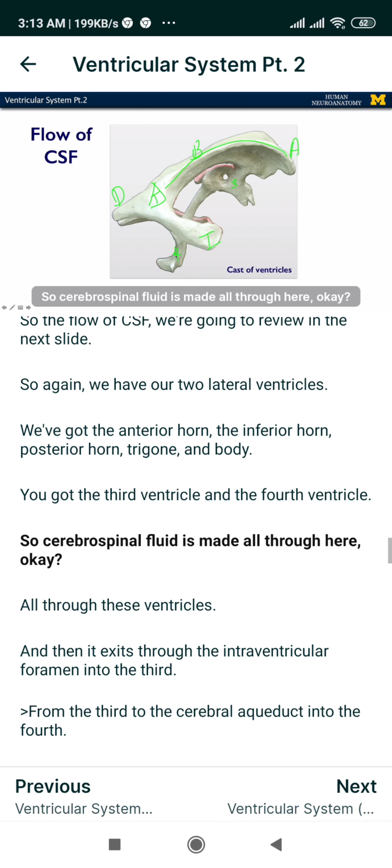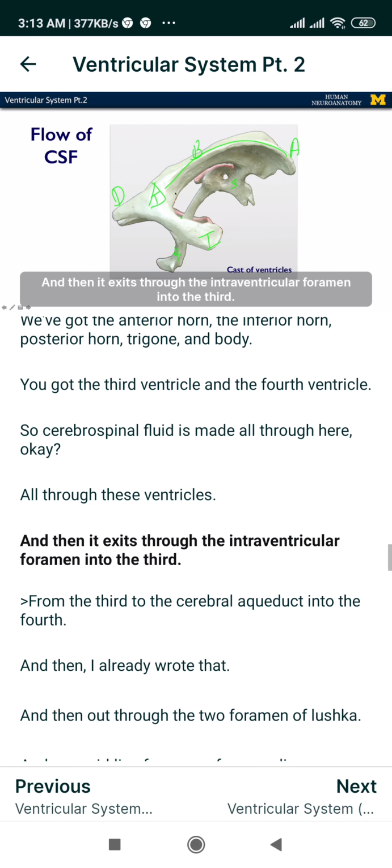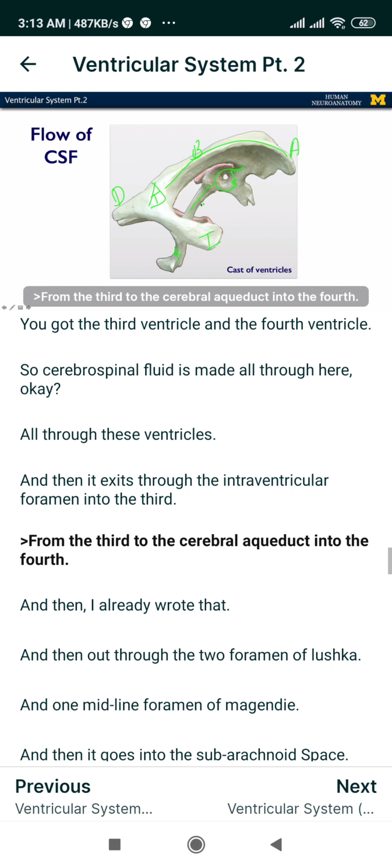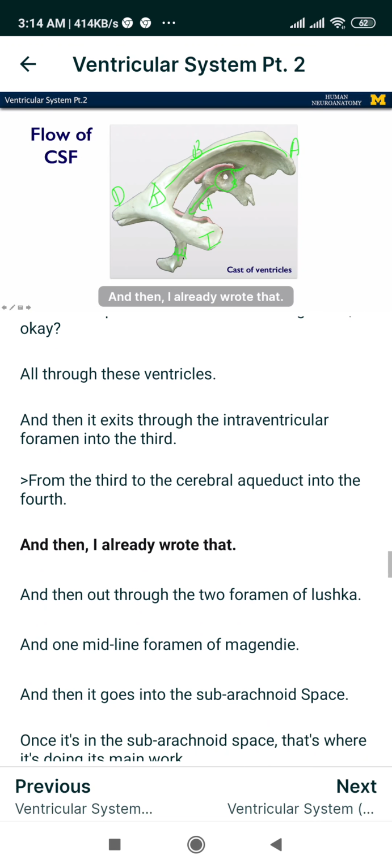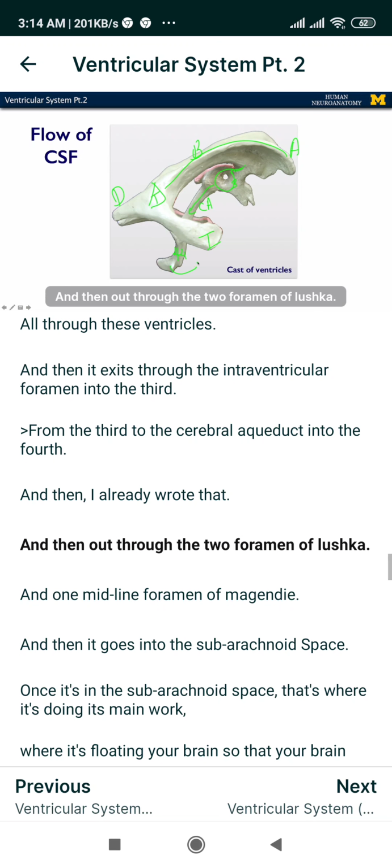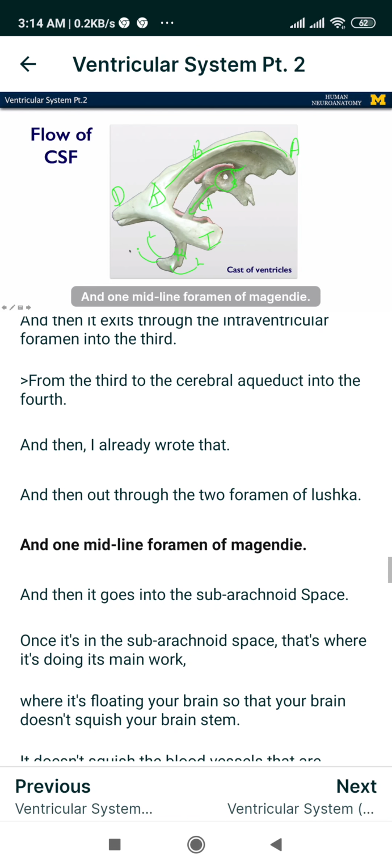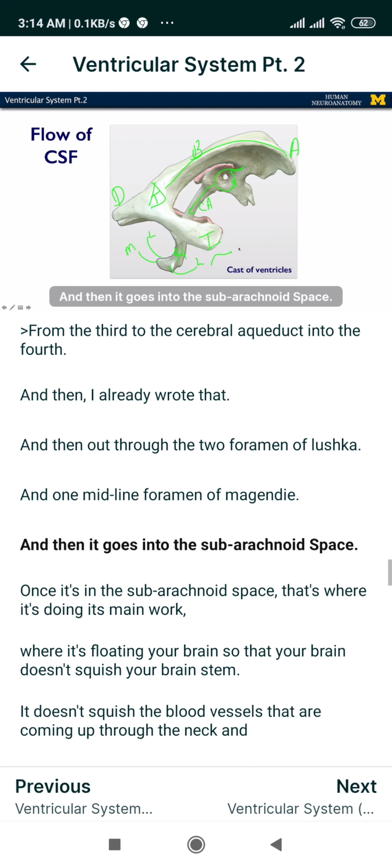So cerebrospinal fluid is made all through here, okay? All through these ventricles, and then it exits through the interventricular foramen into the third, from the third through the cerebral aqueduct into the fourth, and then out through two foramina of Luschka and one midline foramen of Magendie, and then it goes into the subarachnoid space.